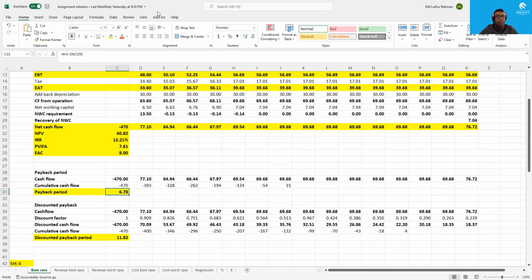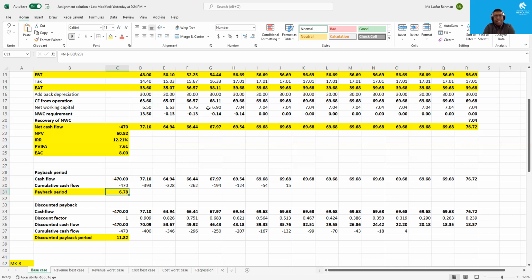The next part of the question is about the sensitivity analysis. In sensitivity analysis, it was mentioned that management expects that the base case scenario is still that revenue will increase by 2% and operating costs will increase by 1%. However, in the best case, the revenue can increase by 3% and annual operating costs by 0.5%, whereas in the worst case, revenue can increase by 1% and operating costs by 2%. So you need to do the sensitivity analysis.